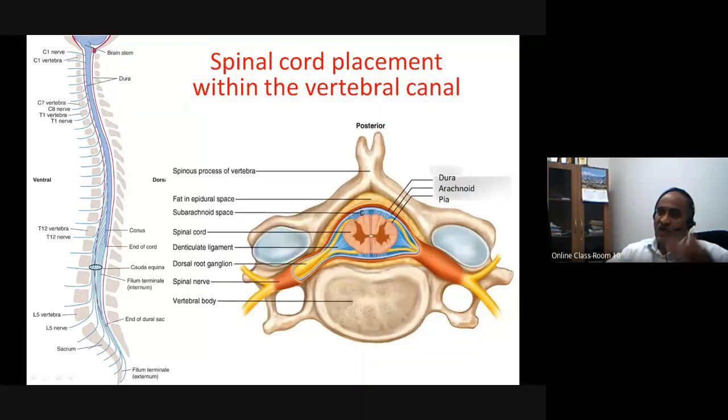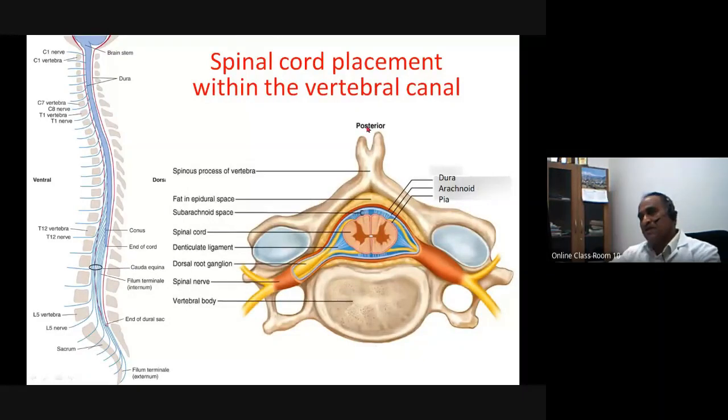So now, I have already mentioned these structures, because these are the vertebrae. You have the bony process coming out here, and this is the posterior side, and this is the anterior side. So this is anterior or ventral, this is posterior or dorsal.